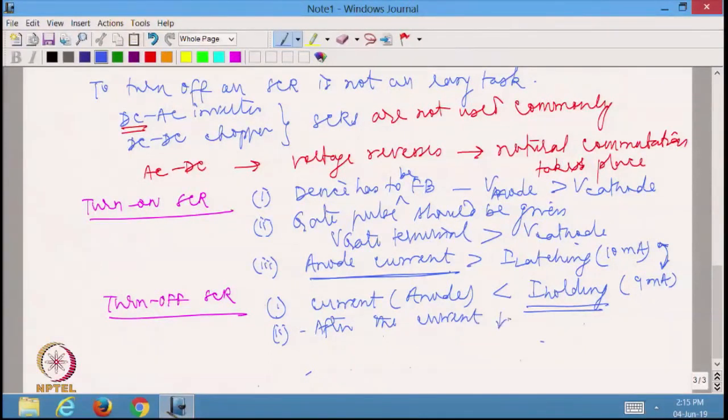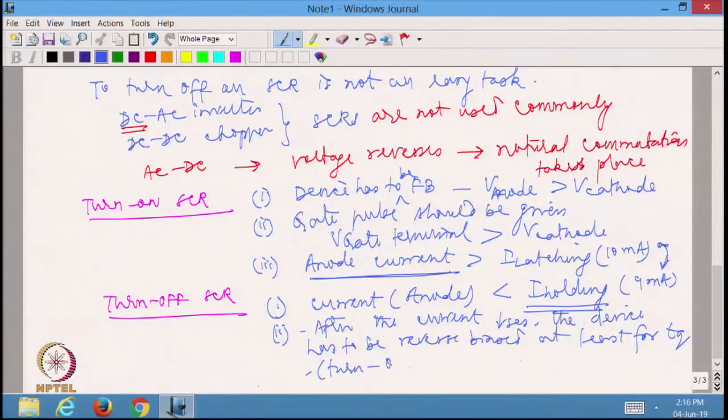decreases, right, we have to reverse bias. The device has to be reverse biased at least for turn off time. So, at least for TQ. TQ is the turn off time of the device specified in the data sheet. Turn off time of the device which is specified in the data sheet. Okay. So, so much for SCRs.